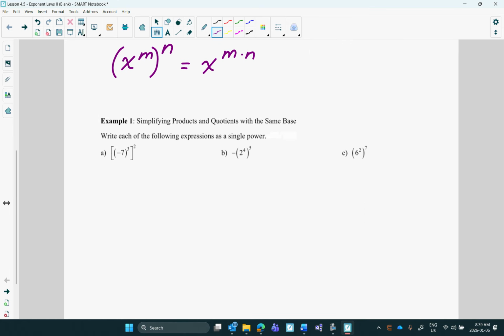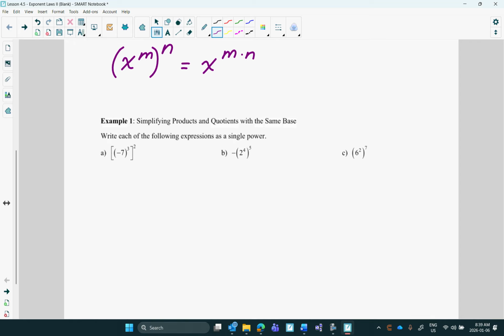Remember, when you see questions like this, you could be asked two things. You could be asked to write it as a single power where you use the exponent law, or you could be asked to evaluate it. That's when you pull out a calculator and punch it in. These ones, we're not asked to evaluate them. I'm just asked to write this as a single power.